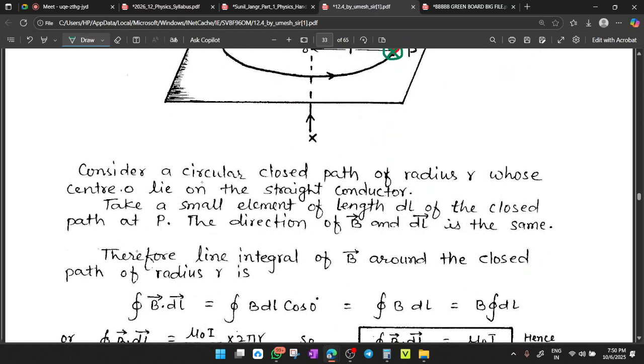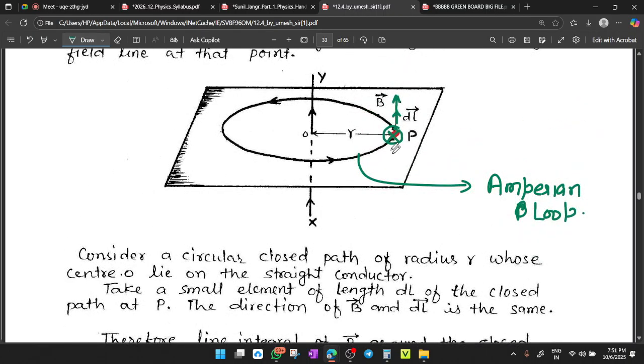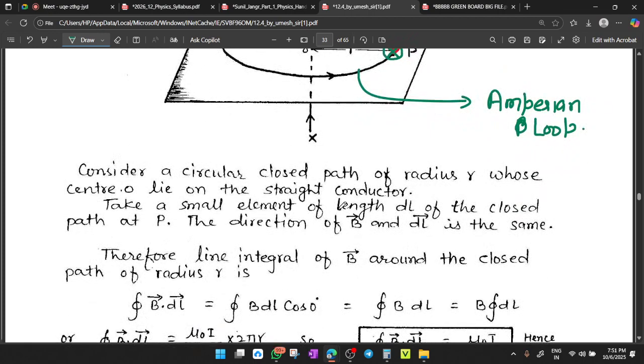So here we consider a circular closed path. Yes, this is an Amperian loop. And remember, an Amperian loop always passes through the point where you want to find the magnetic field intensity. There may be a number of Amperian loops, but your interest here is to find the magnetic field at point P. So you have to consider your Amperian loop passing through that point. So consider a circular closed path of radius r whose center O lies on the straight current conductor. Take a small element of length dl on the closed path at point P. The direction of B and dl are the same.